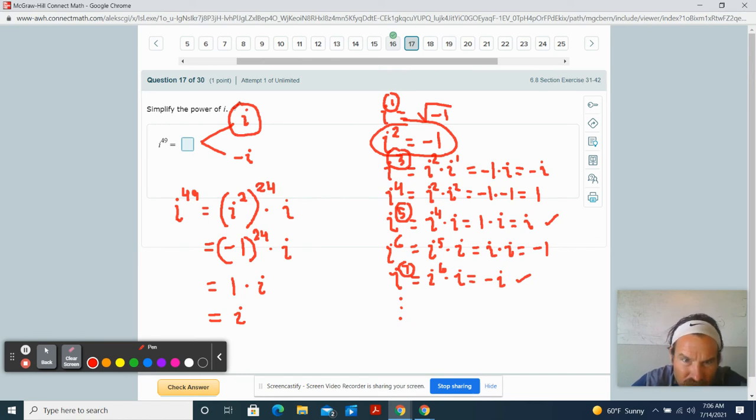Okay, don't worry, we'll go over another one, but this is how I do it. I always break it up into powers of 2, because 2 is either going to go into this number because the number is even, or it's not. If it doesn't go into the number, then I multiply it by an extra I. If it does go into the number, then I don't have to multiply it by an extra I.